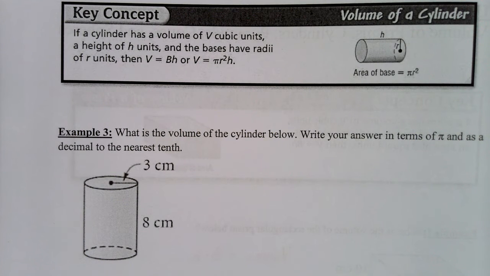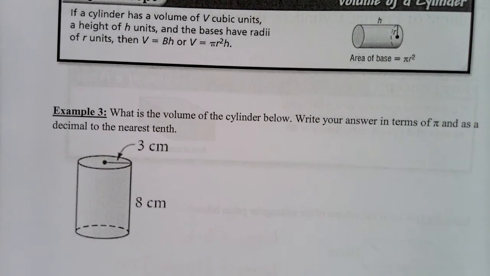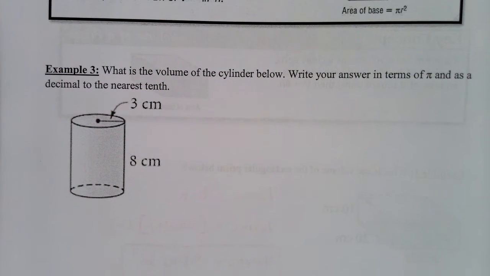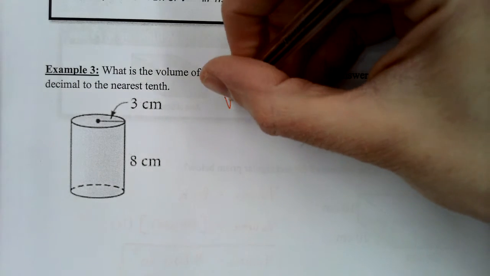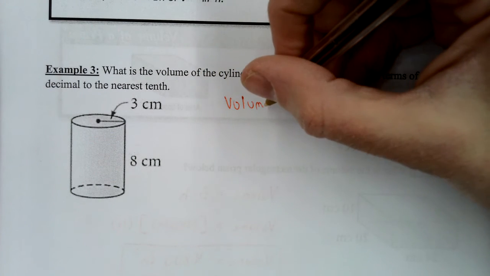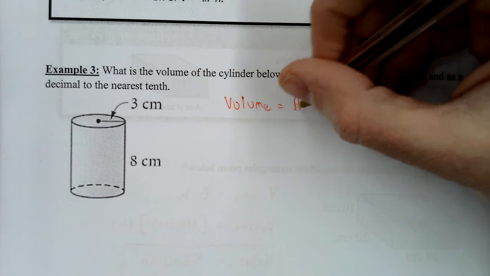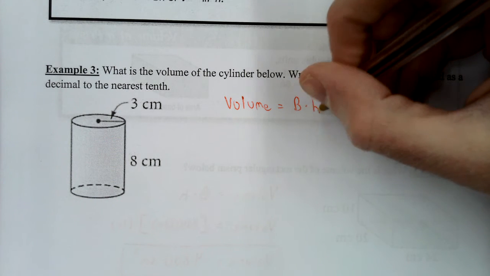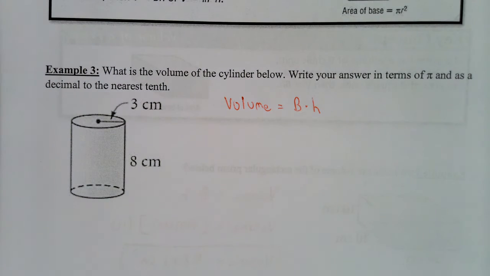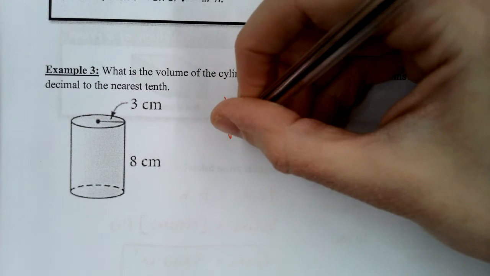So one intro problem on that, and then we'll get to one a little more difficult. What is the volume of the cylinder below? Write your answer in terms of pi and as a decimal to the nearest tenth. So I'm going to start by writing down volume equals base times height. I tend to always use that formula. And again, the base is always going to be a circle for a cylinder. So it's going to be pi times radius squared.